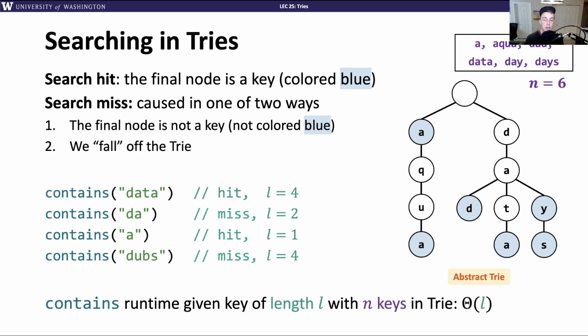Now, if I search for DA, I start and go down D, go down A, and since I don't have any other characters left, I'm at a non-key. It's not marked as true. I return false. DA was not in my dictionary, which is correct. If you look at the top up here, DA is not in that dictionary.